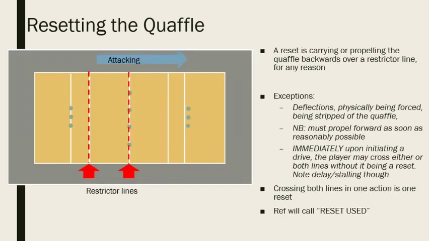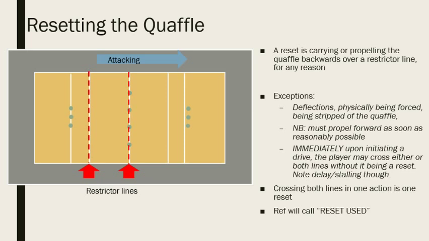Cool. All right. Which brings us to resetting the quaffle. Again, bear with me for a second as we go through terminology, and then we'll get to what's actually illegal or legal about this. So, a reset is carrying or propelling the quaffle backwards over a restrictor line for any reason. Our two restrictor lines are the midline and your defensive keeper zone line. So let's say you get the quaffle, the other team's just scored, right? You have an obligation to get up past the midline, and this is why. Because if you go back over the midline for any reason, or back over the keeper zone line for any reason, that counts as a reset. Okay?